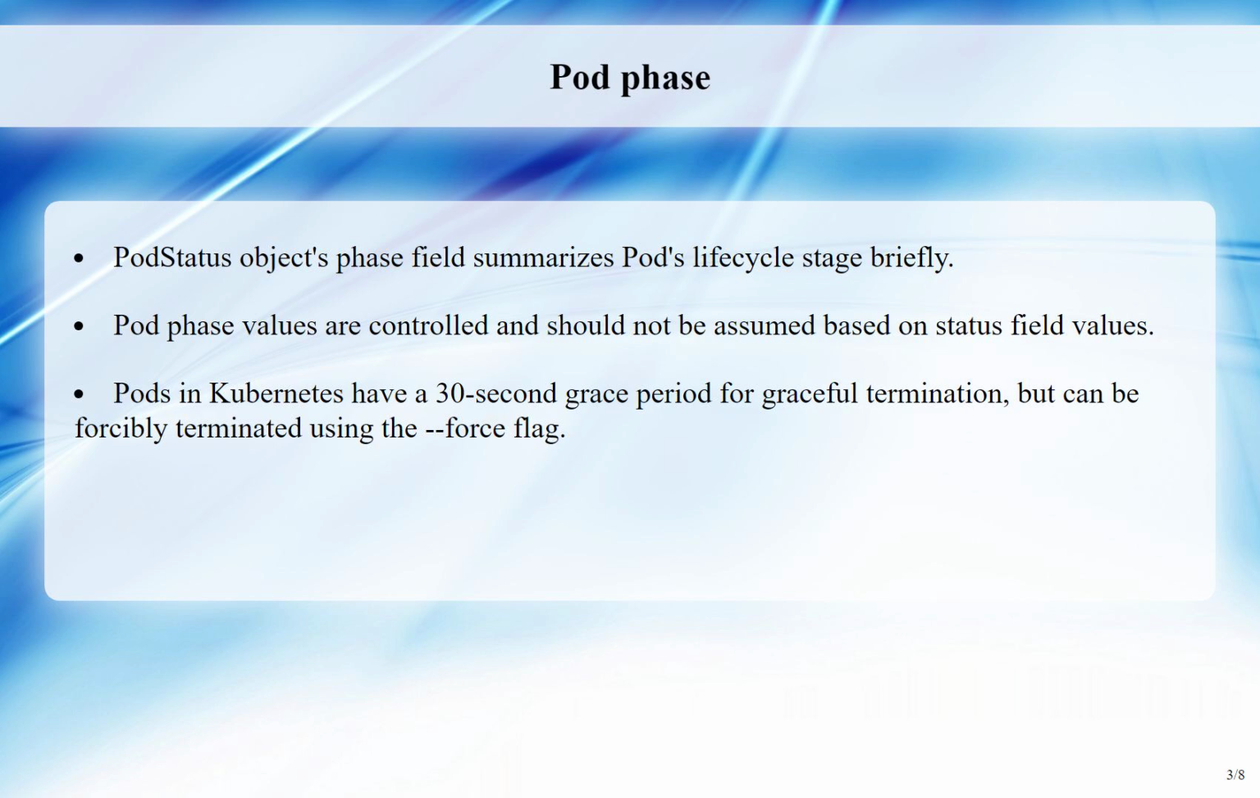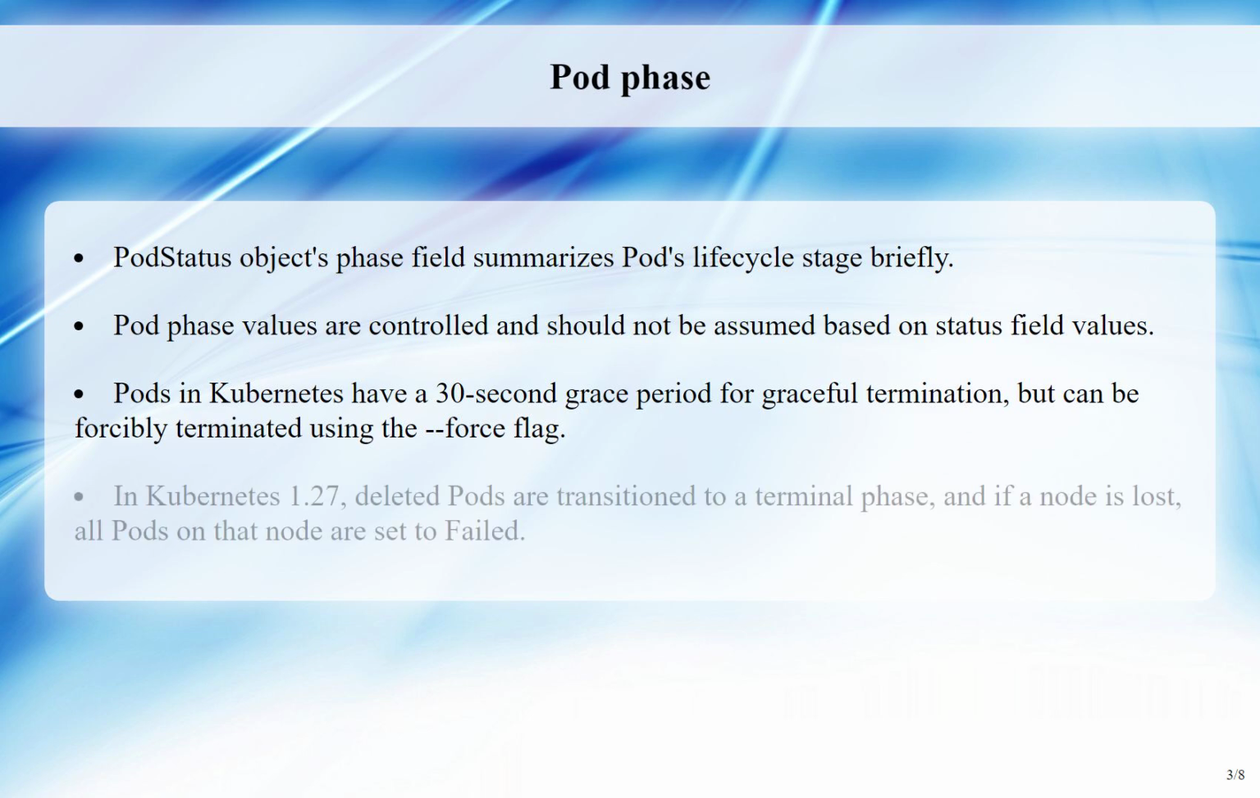Pods are given a default 30-second grace period to terminate gracefully, and the --force flag can be used to forcibly terminate a pod. In Kubernetes 1.27, deleted pods are transitioned to a terminal phase before being removed from the API server. If a node is lost, Kubernetes sets the phase of all pods on that node to failed.